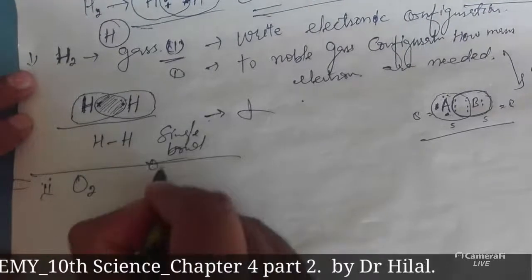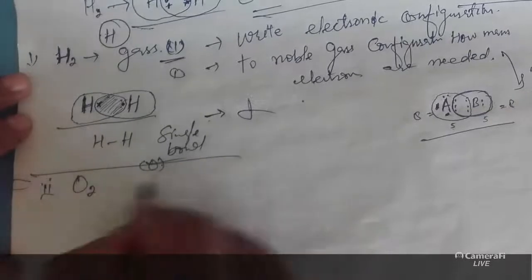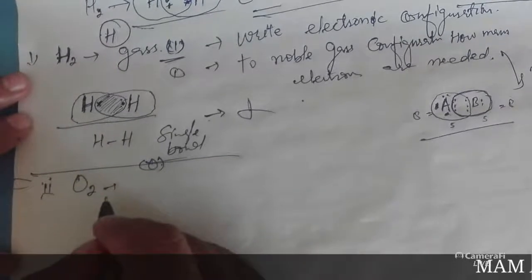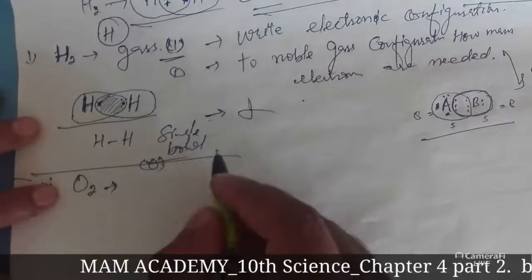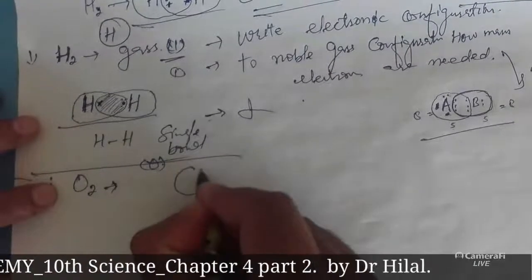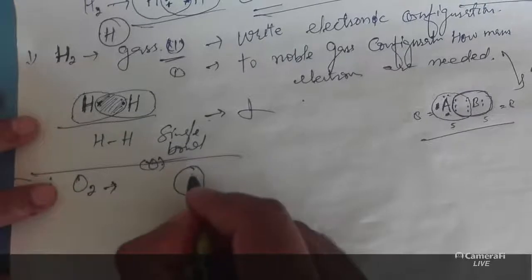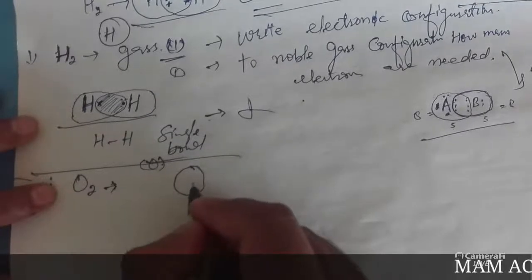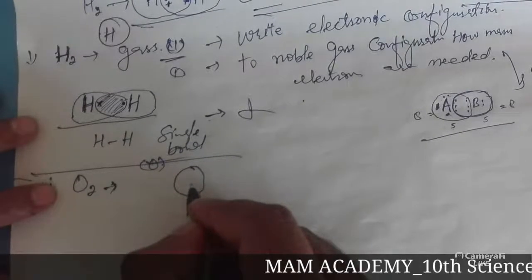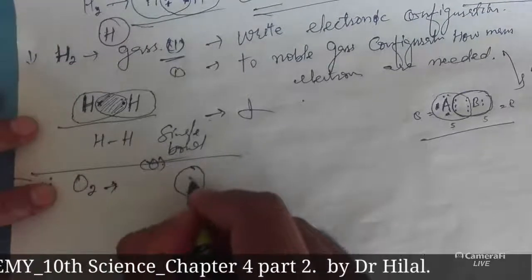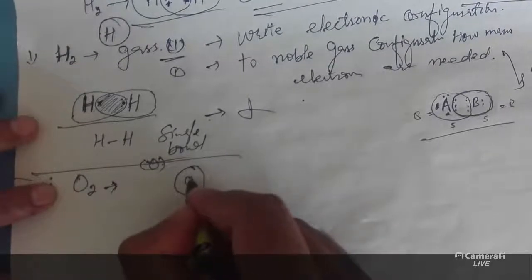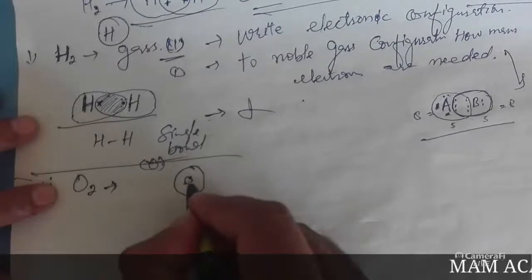Oxygen will also not be available like this, as O, but oxygen is always available in O2 form. So let us see first of all how many electrons are present in the outermost shell of oxygen. How many are there? In its innermost shell we have 1 and 2. In the outermost shell, how many are there?